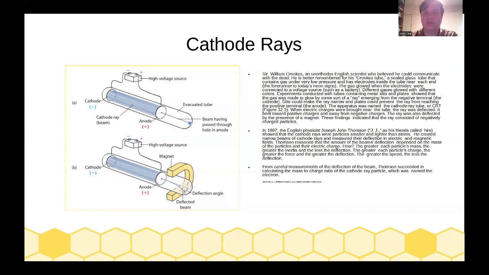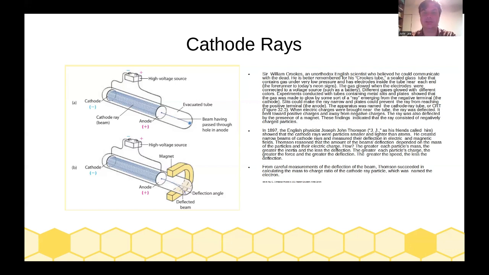A sealed glass tube that contains gas under very low pressure and has electrodes inside the tube near each end, the forerunner of today's neon signs. The gas glowed when the electrodes were connected to a voltage source, such as a battery. Different gases glowed with different colors.